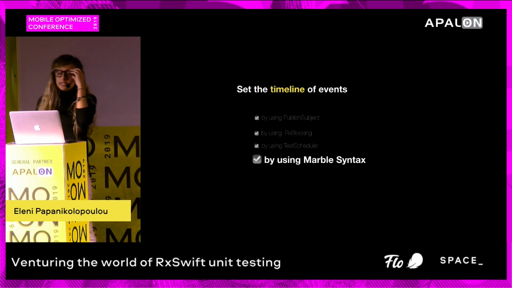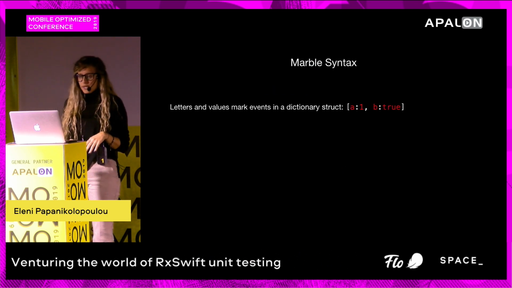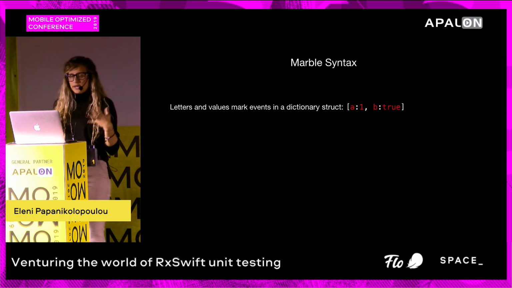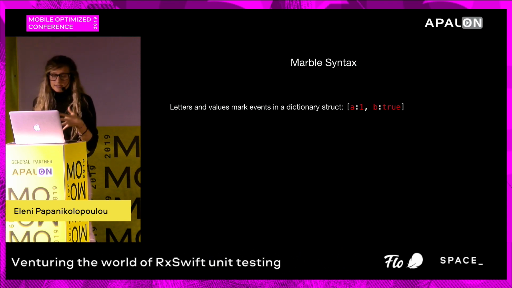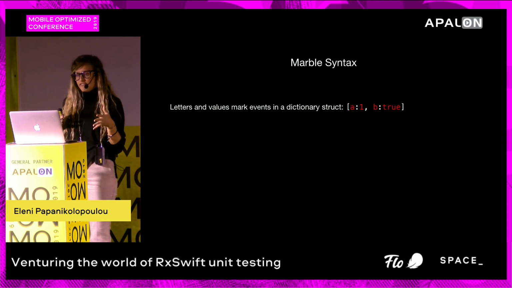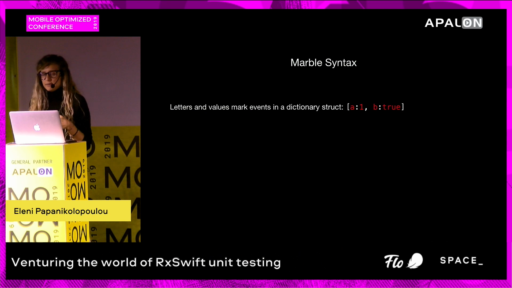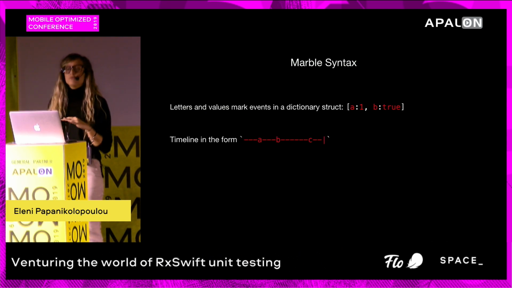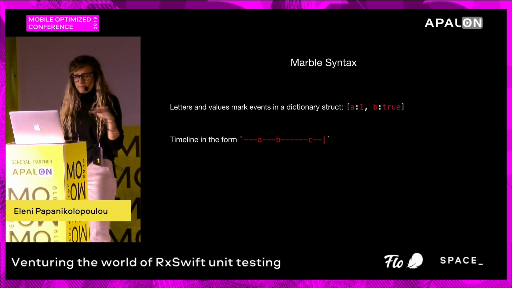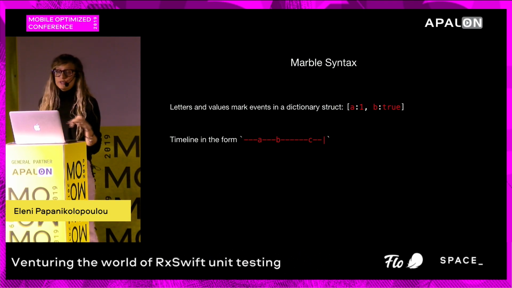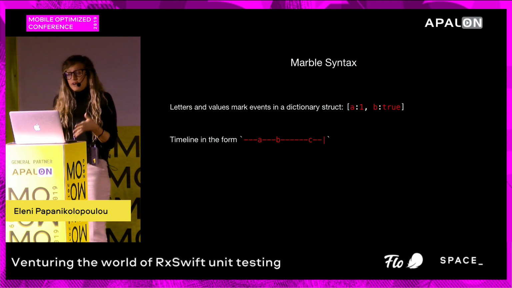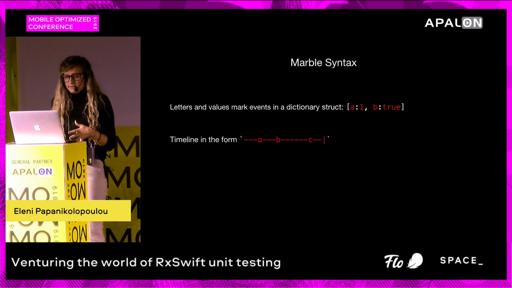Finally, let's write our test by using Marble syntax. Now, Marble syntax is a little bit peculiar. We have a dictionary in order to specify the events, where the key is the name of the event and the value is the value of the events emitted. And we use this syntax to specify the observable sequence. The horizontal dashes correspond to the virtual time, whereas the vertical dash corresponds to the fact that the observable sequence is completed.